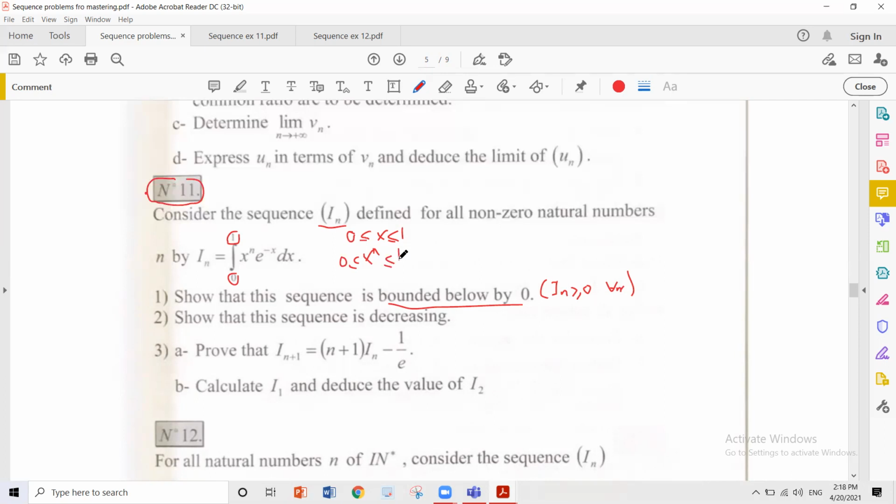Yes? I multiply by e to the minus x each side, since e to the minus x is a positive number. So 0 less than or equal to x to the n e to the minus x less than or equal to e to the minus x. It means that x to the n e to the minus x is greater or equal to zero.